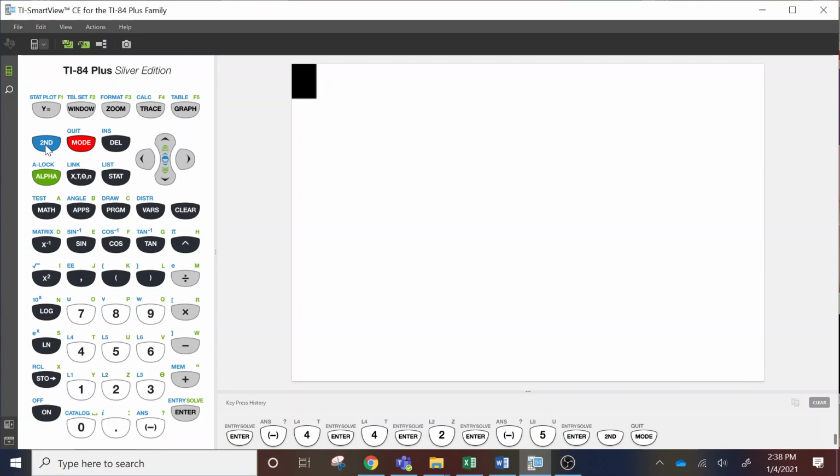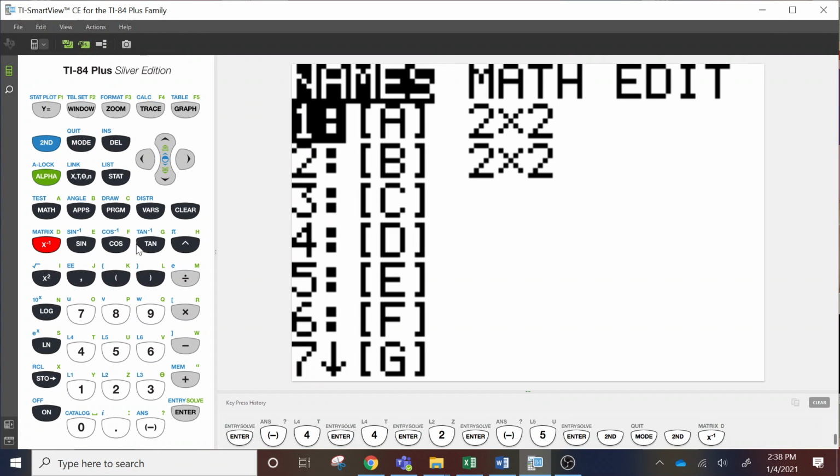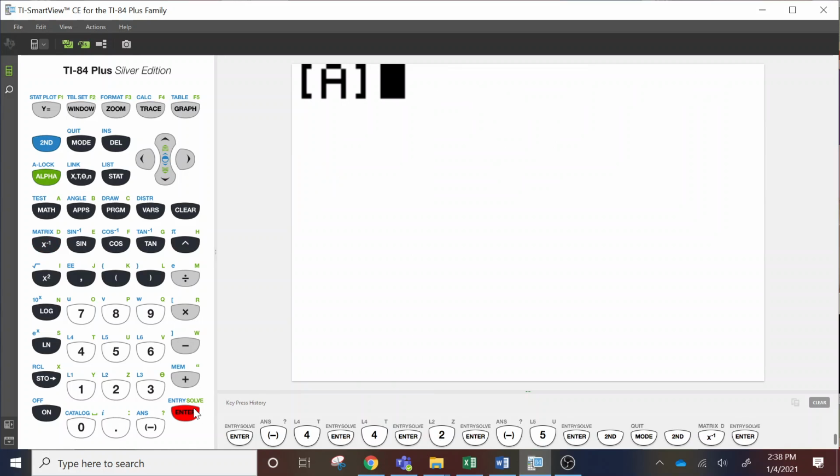We're going to go ahead and call on matrix A. So we have to do second, matrix. But this time we're not going to go to the edit tab. We're going to keep where it's at. We have a 2 by 2, so we're going to hit enter. It's already highlighted on the first one, matrix A. And it's going to bring out matrix A, and we're going to use those numbers.